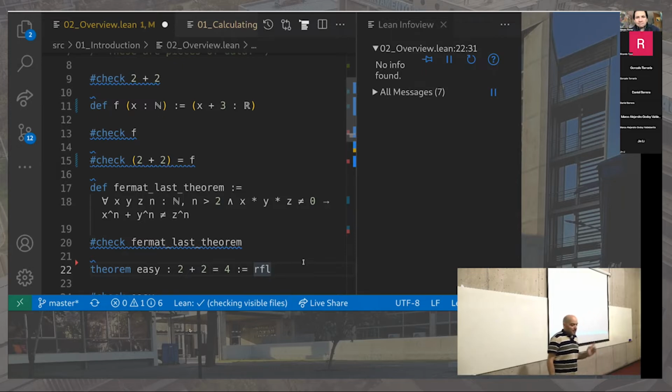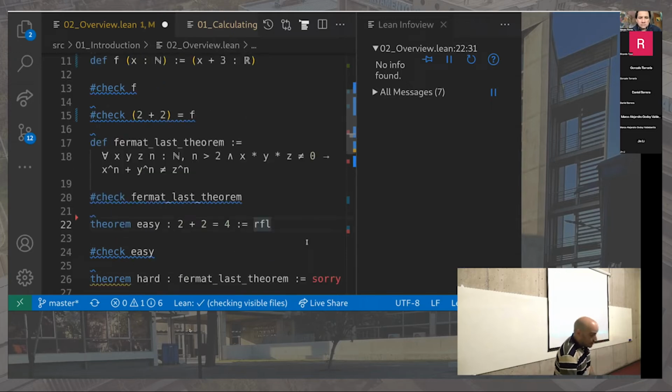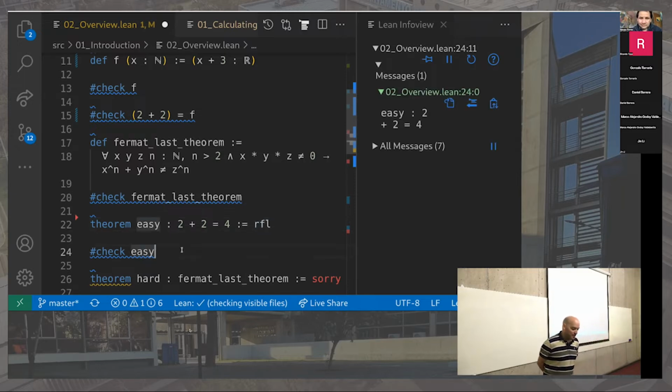Okay? So there is one last tricky question about types. What is the type of easy? You see, it's easy. It's not a proposition. The proposition is 2 plus 2 is equal to 4. Easy is the proof of this theorem. So if you check the type of easy, it says that the type of easy is 2 plus 2 is equal to 4. Yes, I know. This is the only tricky part.